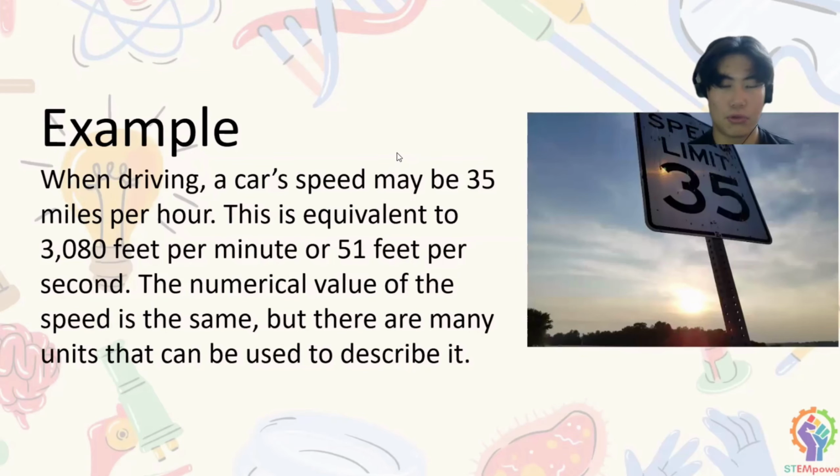Here's an example. When driving a car, speed may be 35 miles per hour on a road, right? This is equivalent to 3,080 feet per minute or 51 feet per second. The numerical value of the speed is the same, but there are many different units we can use to describe it. Usually in science, or scientific problems, notations, or examples, we like to use meters per second. Meters is the unit we like for distance, and seconds is the unit we like for time.